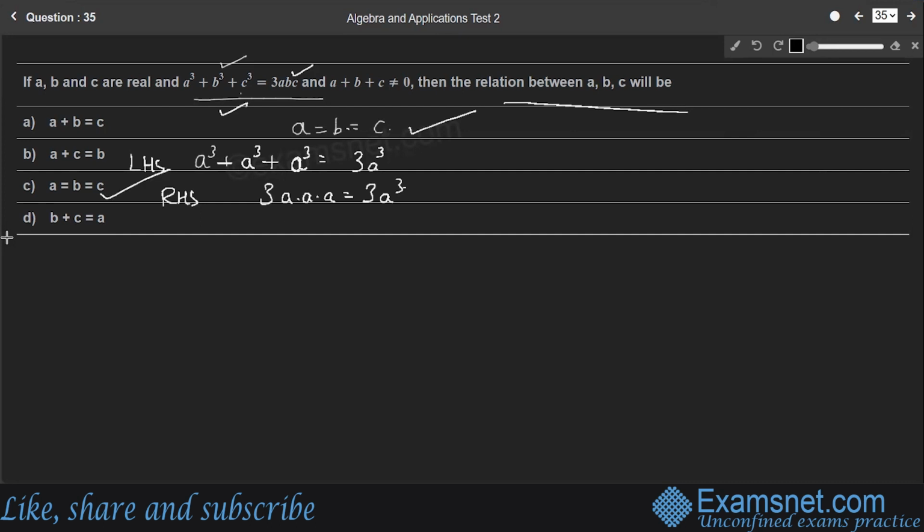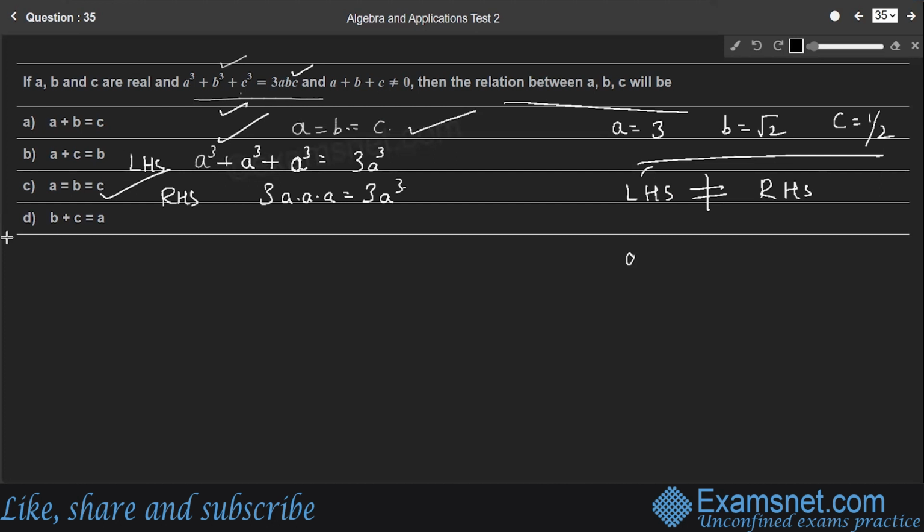So you can take any real number. For example, A is equal to 3, B is equal to √2 and C is equal to 1/2. If you take like this, the condition will not be satisfied, which is LHS, A cube plus B cube plus C cube cannot be equal to RHS. Only when A is equal to B is equal to C, this condition holds good.